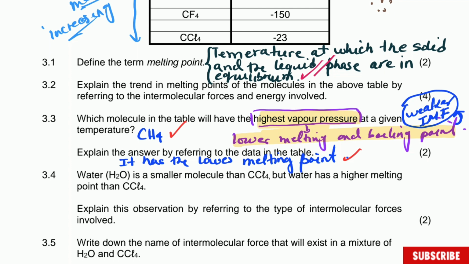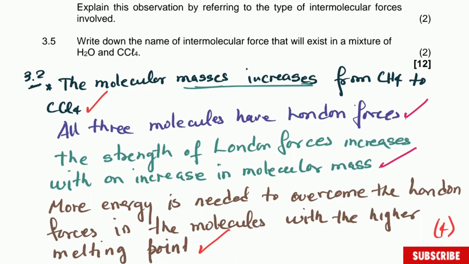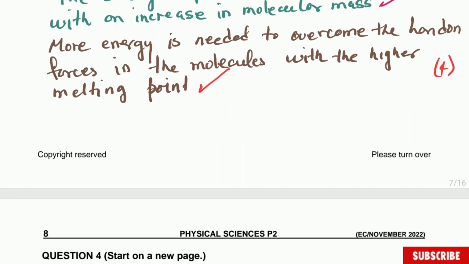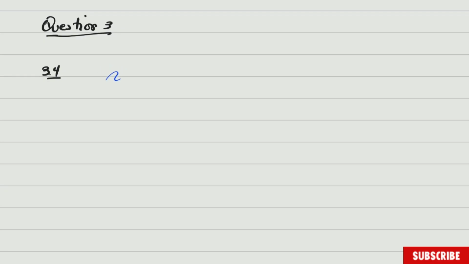Water is a smaller molecule than CCl4, but water has a higher melting point than CCl4. Explain this observation by referring to the type of intermolecular forces involved. Now we have to compare water with CCl4. We don't have a space here. Let's go to a new page. Now in this case we're comparing water, H2O, and CCl4. Okay, we're comparing those two now.